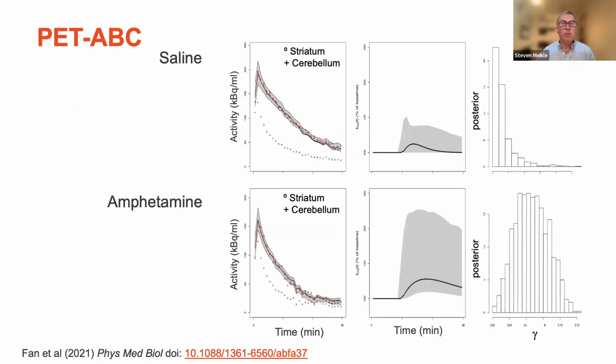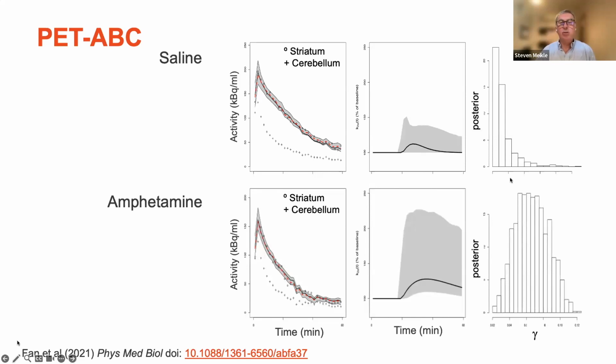And just to show the more complete results, these are the time activity curves in the column on the left, the saline in the top row, amphetamine in the bottom row. Just to show as well that with this technique, we can get confidence intervals on the fitted time activity curves in a single subject, as well as the confidence intervals on our dopamine curve shown here.